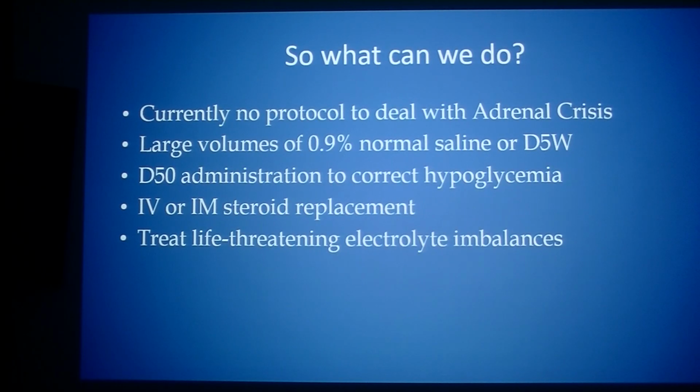So what can we do? Currently, we don't have a protocol to deal with adrenal crisis. We want to give them large volumes of fluid, saline or D5. Give them D50 to correct the hypoglycemia. Give them IV or IM steroids, and we'll go into what that looks like, because it's not traditional dosage, and treat life-threatening electrolyte imbalances. So if they're hyperkalemic, we want to treat the hyperkalemia.